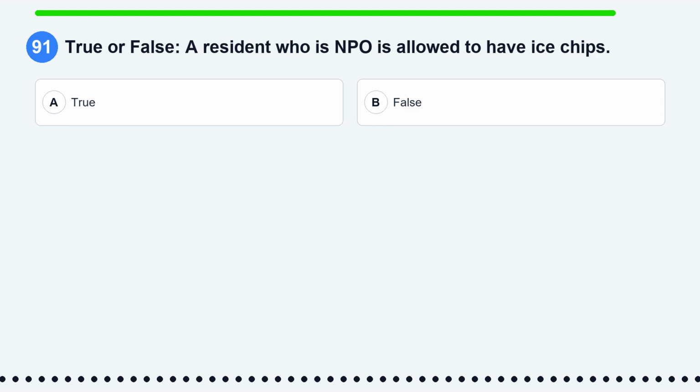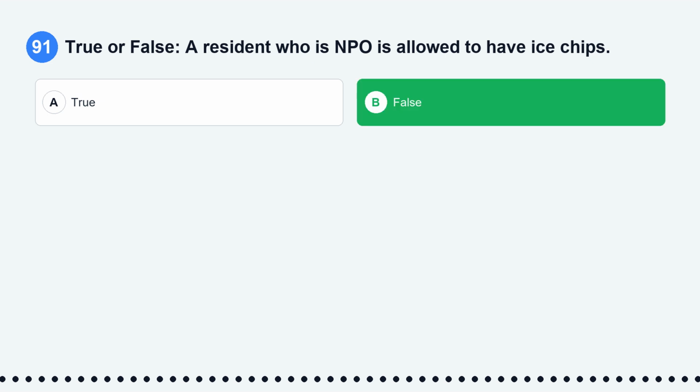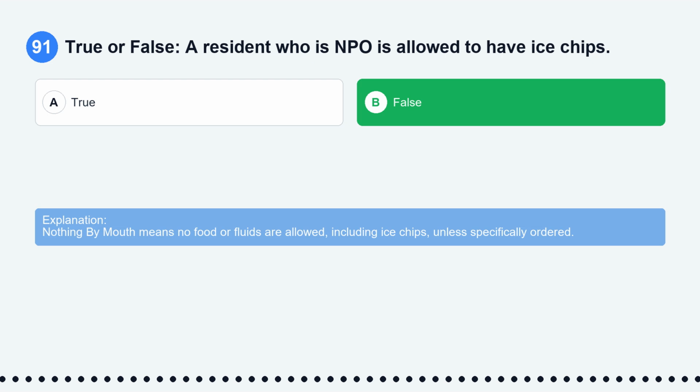Question 91. True or false, a resident who is NPO is allowed to have ice chips? Option A, true. Option B, false. The correct answer is option B, false. Nothing by mouth means no food or fluids are allowed, including ice chips, unless specifically ordered.